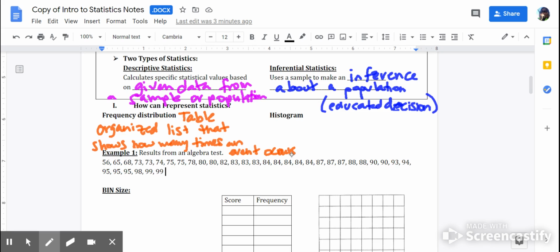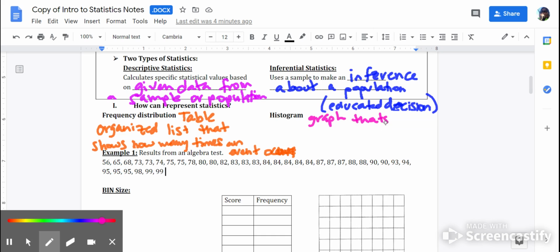So make sure that you have one of your sides to be frequency to tell me how often that occurs. The other thing is going to be a histogram, and that's going to simply be a graph. And this is going to be a graph that shows the frequency of an event using bars.